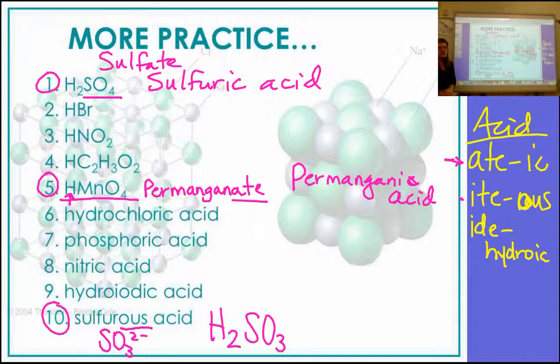H2SO3 is sulfurous acid. Remember up here was sulfuric acid, and that was sulfate because there was an SO4. So, slight differences. Keep practicing. Do the rest of these, and we'll check them in class.